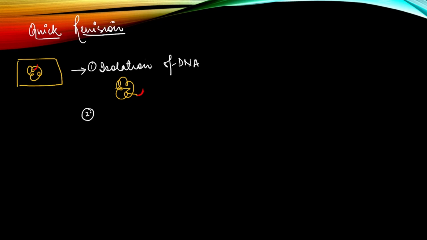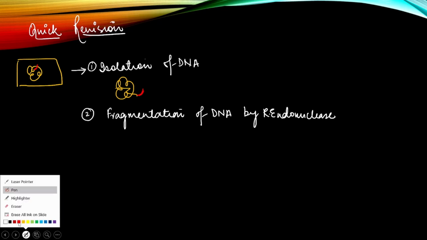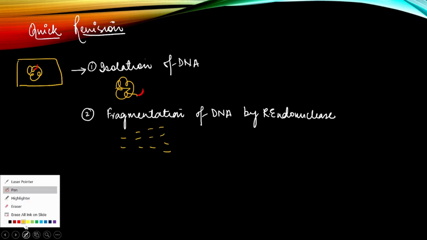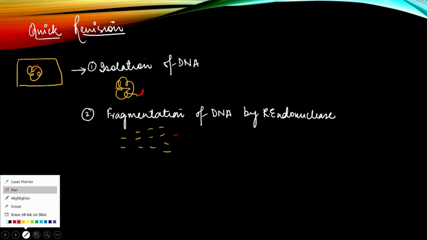Second, what will I do? I will just cut this DNA into small fragments. We can call it fragmentation of DNA. How will I do it? Fragmentation of DNA by restriction endonuclease, which is an enzyme, right? I will cut this entire DNA into small fragments by an enzyme. What do we call that enzyme? We call it restriction enzyme. This is my gene of interest, right?